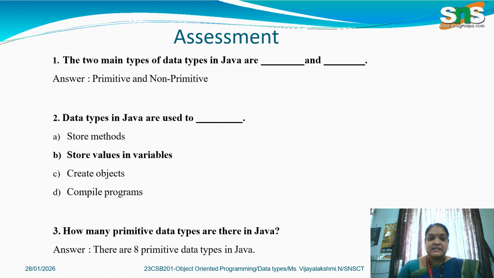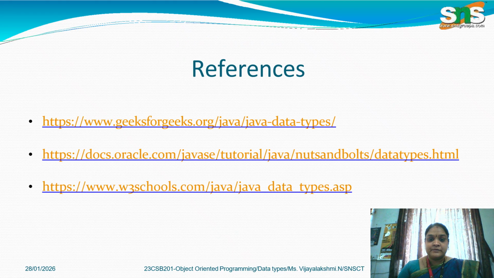So this is the general assessment for practice. There are two types, primitive and non-primitive, and data types in Java are normally used to store values in variables, and there are 8 primitive data types. So these are all the references.